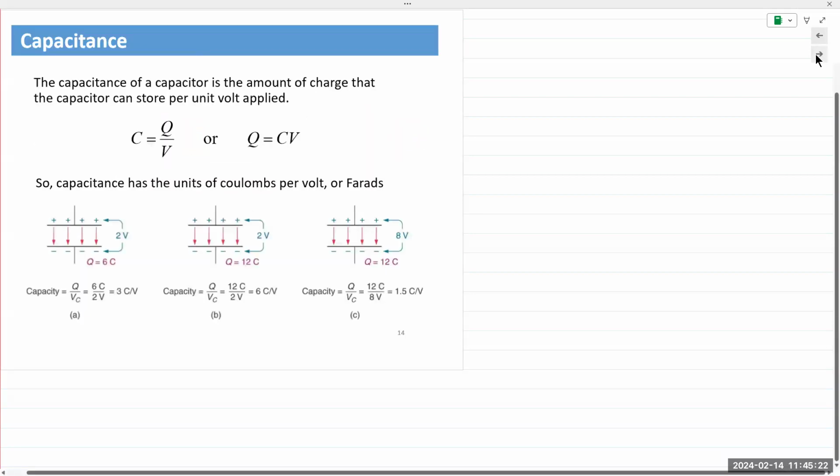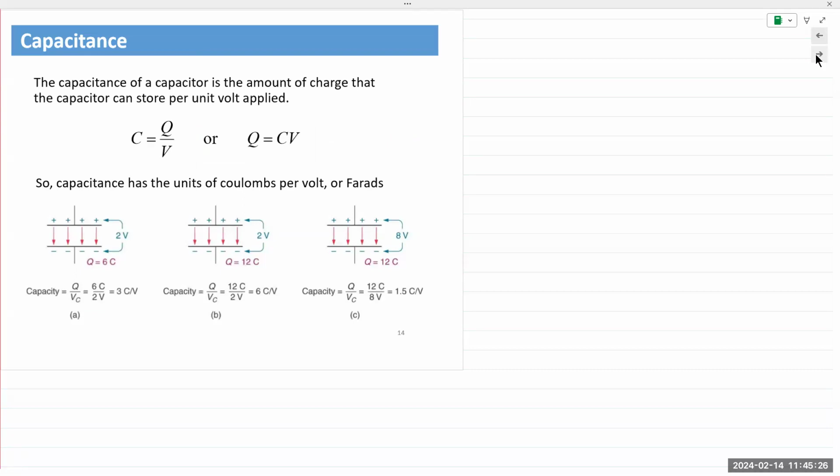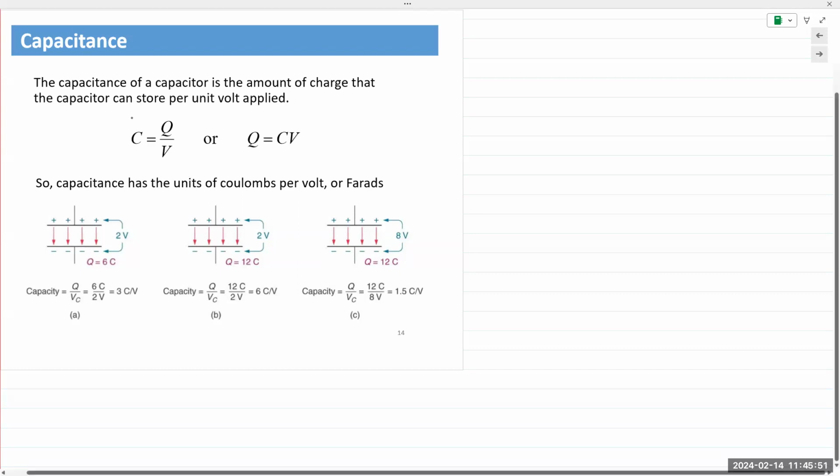All right, just a few brief examples. Remember, the word capacitance comes from the capacity of the component to store energy, right? It stores charge for every unit of voltage applied. So Q over V. Capacitance C is simply the capacity to store charge for every unit of voltage that you apply to it. So C is Q over V, or Q equals CV.